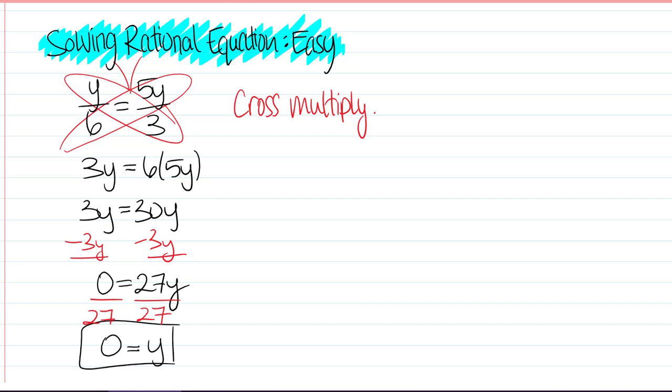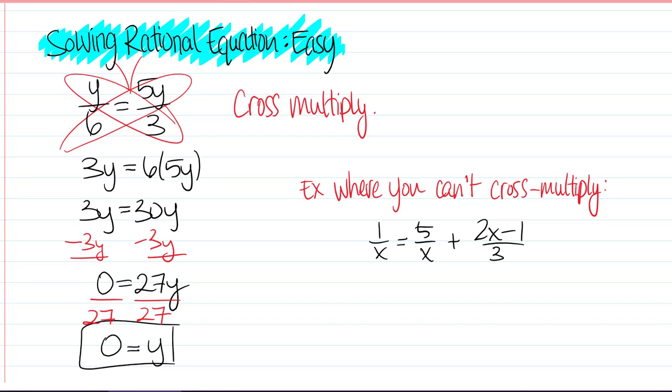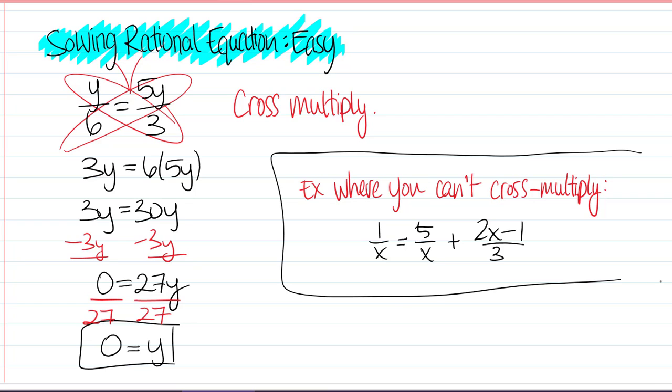When you have two fractions equal to each other that are just like this, nice and easy, then you can do this. So let me write out an example where you cannot cross multiply. All right, so this example that I have here where you can't cross multiply, I hope you can see why this is the case. We have on the right hand side an extra operation. We don't just have the division bar, we've got an addition that is bigger than that. We have two fractions being added.